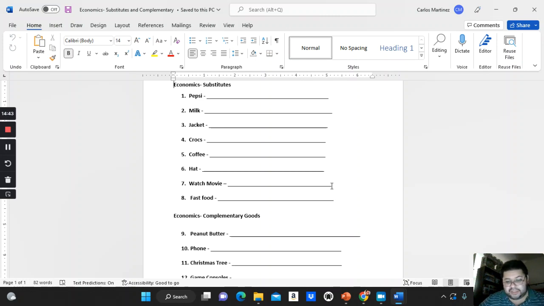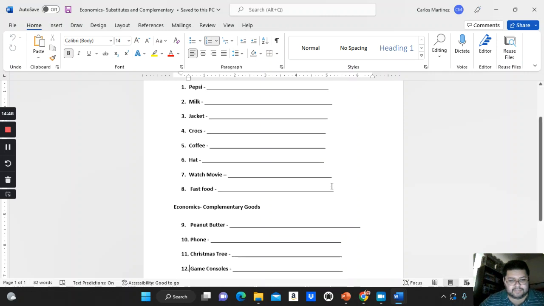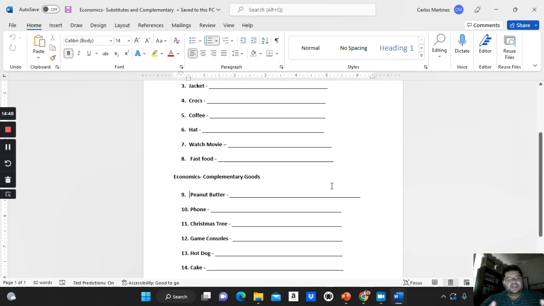Now, complementary. Let's go down to number 9. Okay. Peanut butter. Now, these are complementary. These are things that go well with these items. Okay. So peanut butter. What goes well with peanut butter? The first thing that should have probably jumped in your head, more than likely, was jelly. Peanut butter and jelly. Yeah. If you said bread, okay, that works too. Right? If you said something like crackers, yeah, peanut butter on crackers, a good little snack. You know, celery, peanut butter on celery, that's a healthy snack.